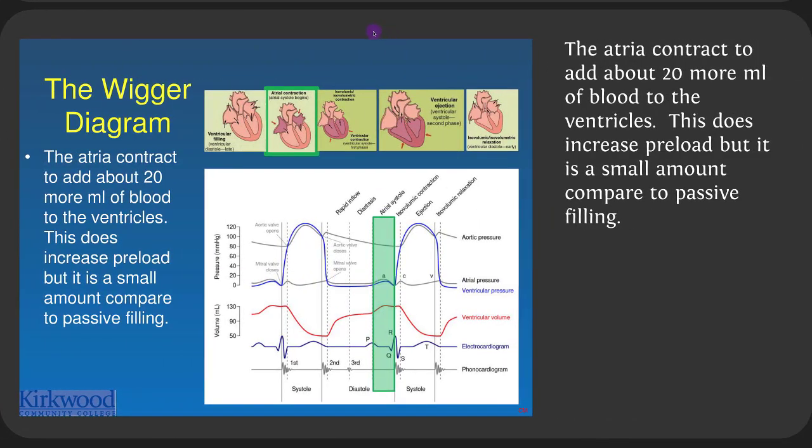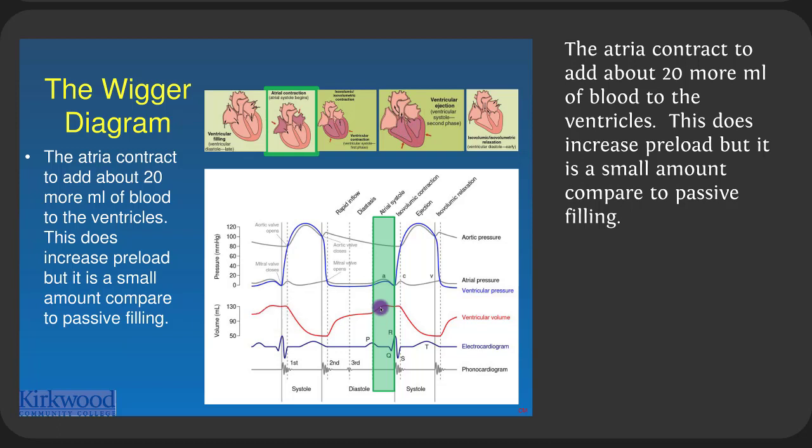The atria contract here in atrial contraction. And that adds, if you look closely, we go from about 110 milliliters of blood to 130 milliliters of blood. So we add about 20 more milliliters of blood into the ventricles. This increases the preload, but it's a pretty small amount compared to just passive filling.